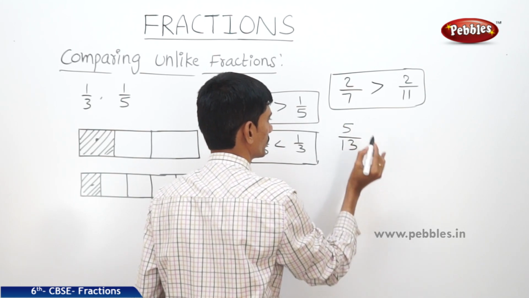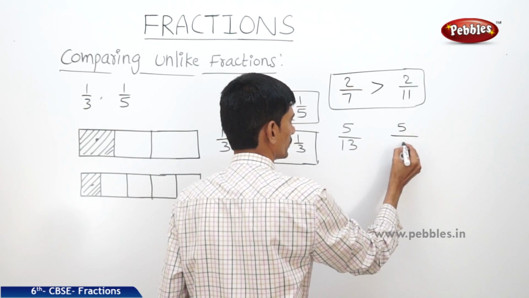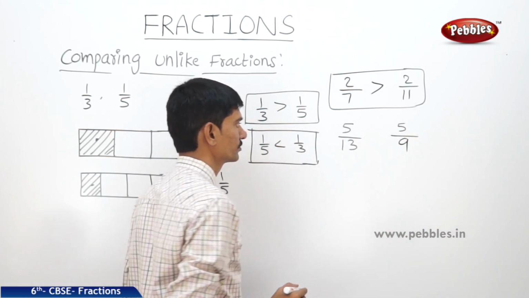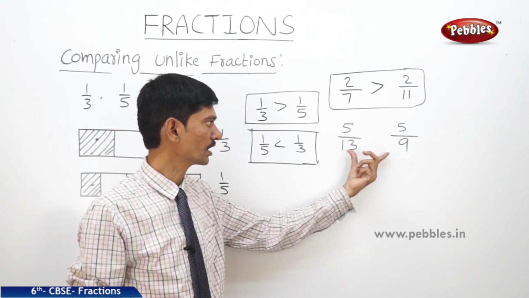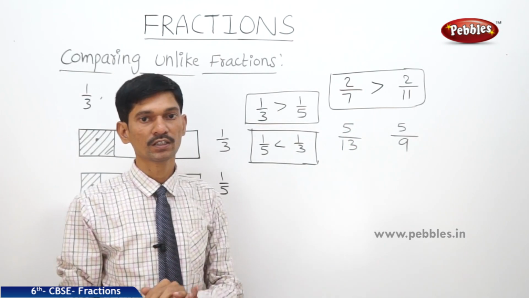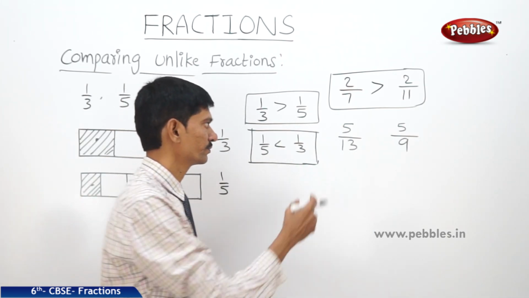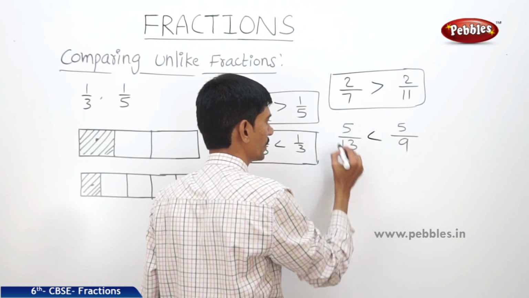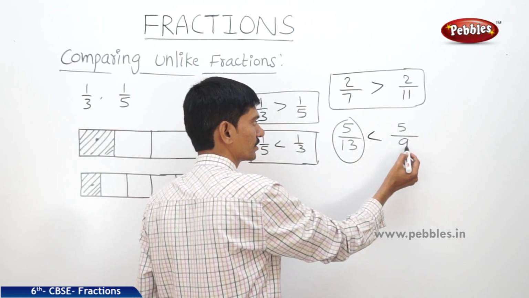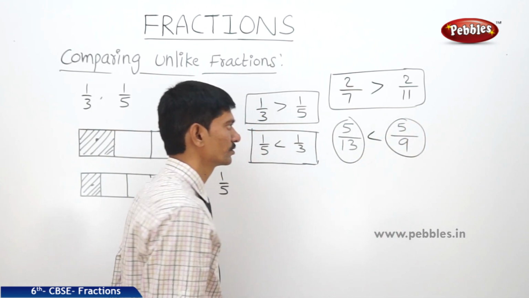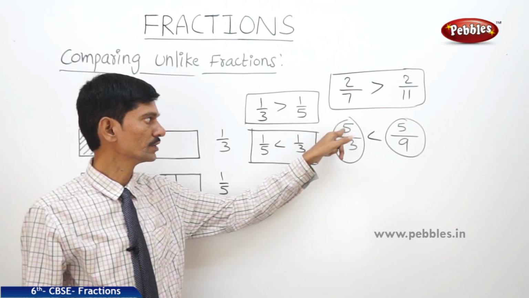And if you take 5/13 and 5/9, here also the two fractions are unlike fractions. The denominators are not equal, but their numerators are equal. Now if we compare the denominators, here 13 is greater than 9, so we can say that 5/13 is less than 5/9 because the fraction with larger denominator is less than the fraction with smaller denominator. So in this way we can compare any two unlike fractions with the same numerator.